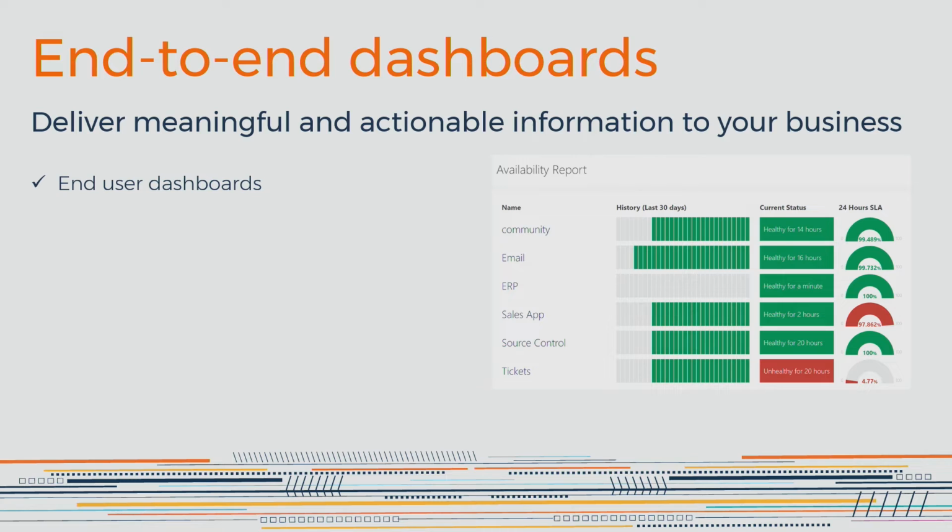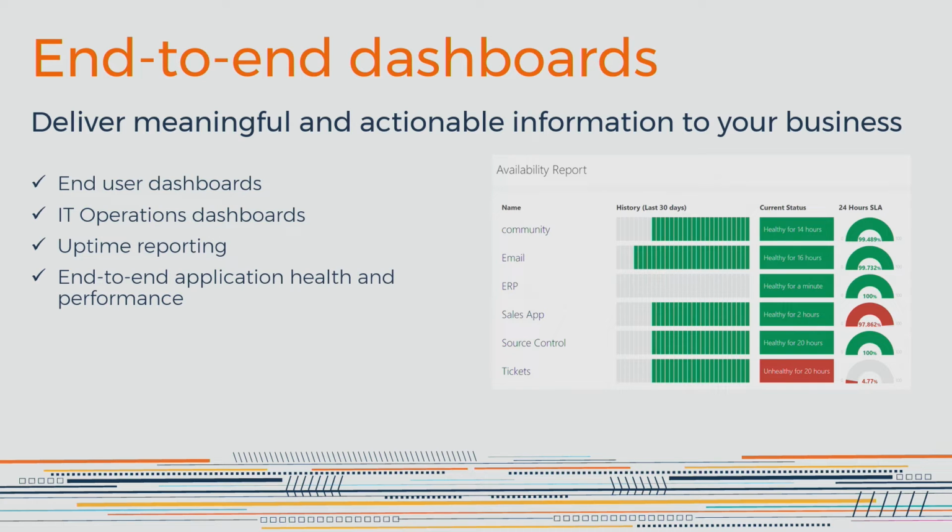So end user dashboards, of course, and we just talked about that with the service messaging. IT operations dashboards, they have a really good sense of the health of each application and where the problem lies. Uptime reporting for the boss, for the application stakeholders, showing you real true uptime based on availability monitoring, not on infrastructure health. And of course, when you drill down into those dashboards, end-to-end application health and performance.